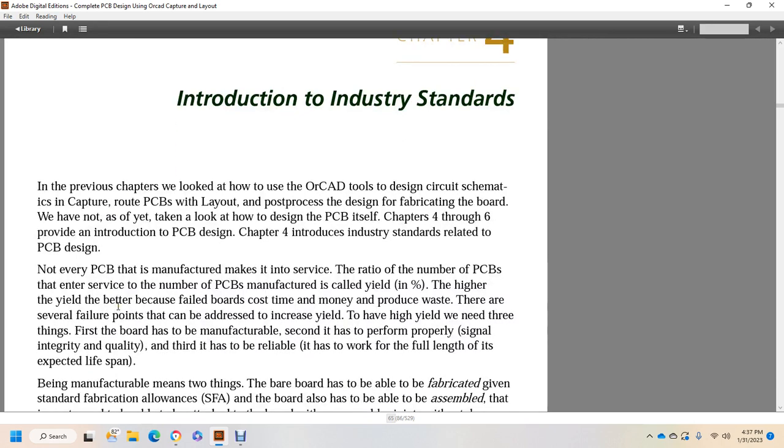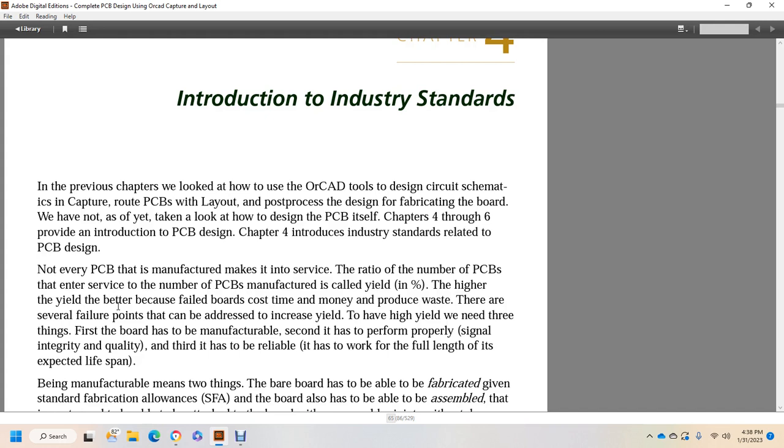Not every PCB a manufacturer makes makes it into service. The ratio of the number of PCBs that enter to the number of PCBs the manufacturer yielded is a percentage. The higher the yield, the better, with failed boards costing time and money and producing waste. There are several failure points that can be addressed with increased yield. To have a high yield, we need three things.